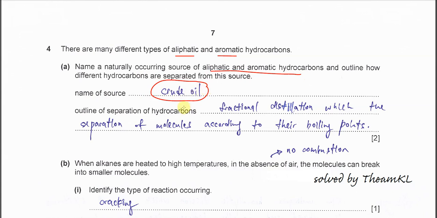Okay, how we get the different hydrocarbon? So this hydrocarbon in the crude oil must undergo fractional distillation. By doing fractional distillation, those molecules can separate according to their boiling point, one by one. So therefore, the method that we separate them is fractional distillation.